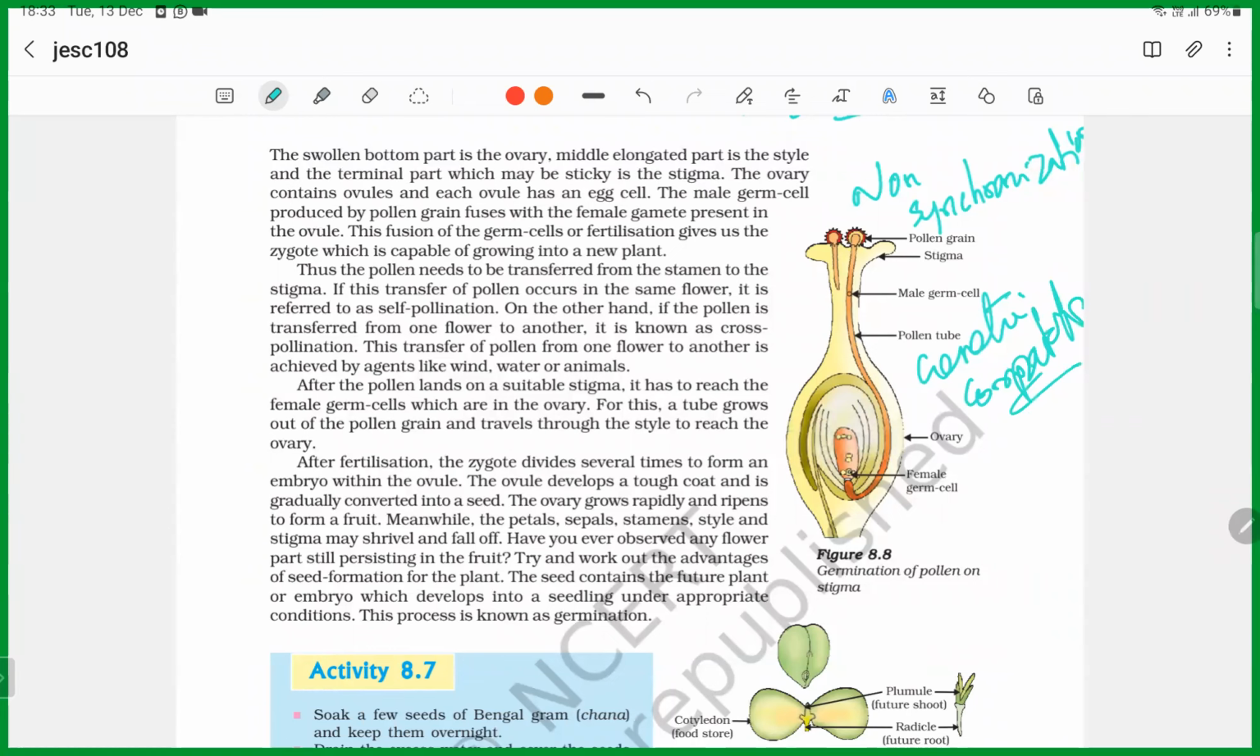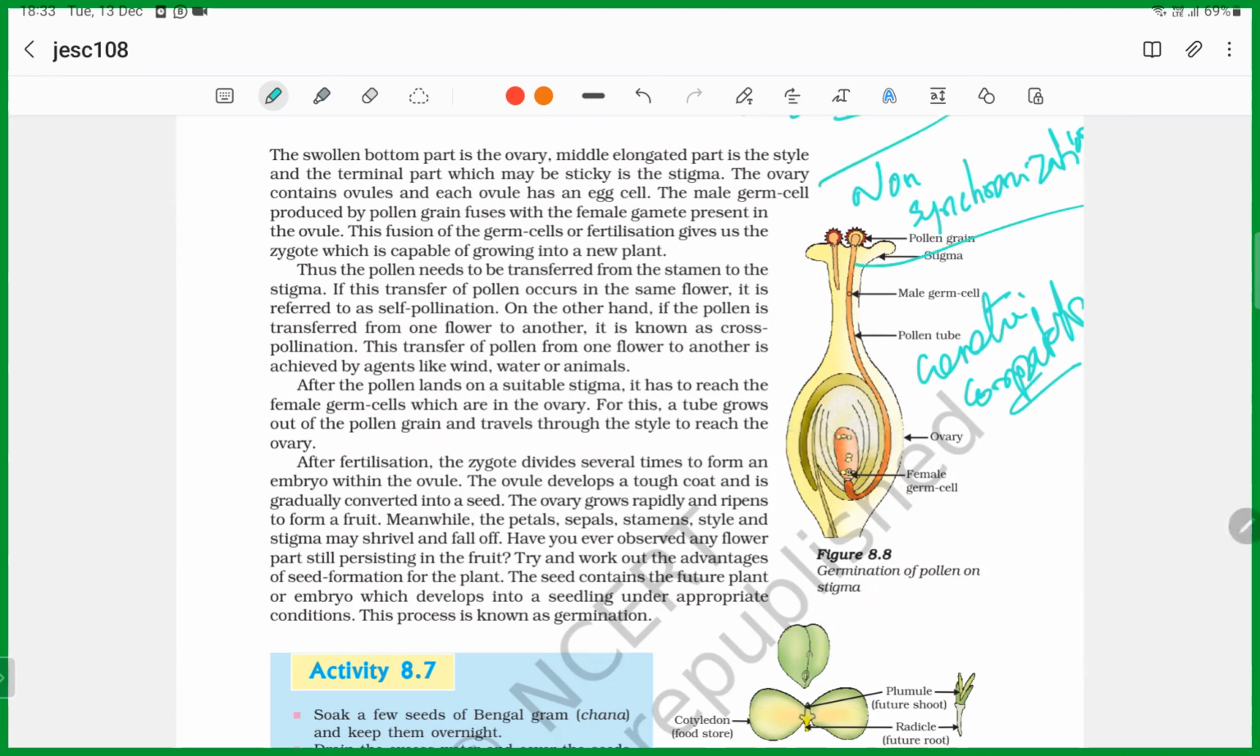Structural, all these things. And then synchronization. For self-fertilization, synchronization is important. For cross-fertilization, genetic compatibility is important. And the flower should be non-synchronized.